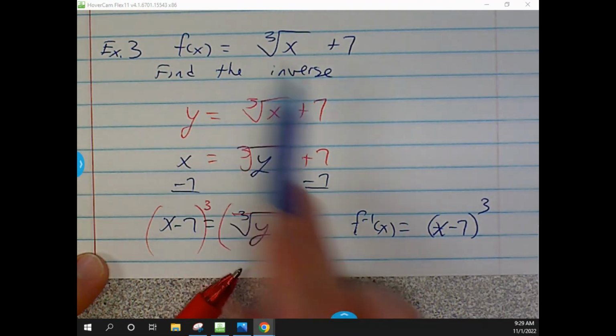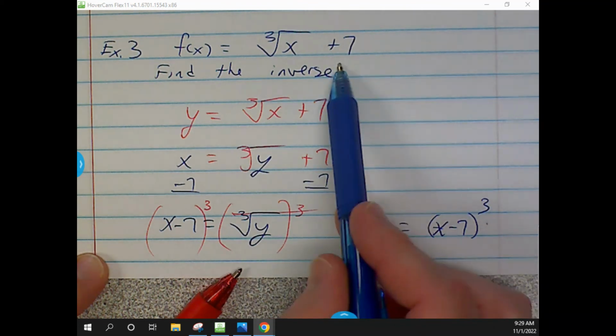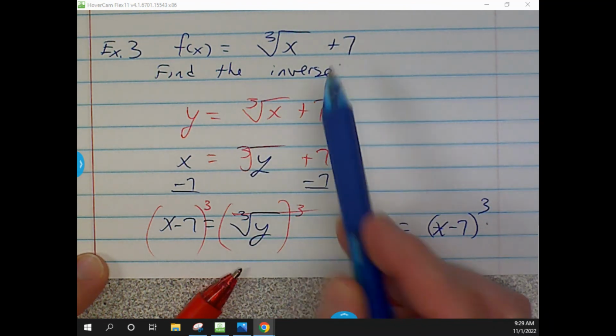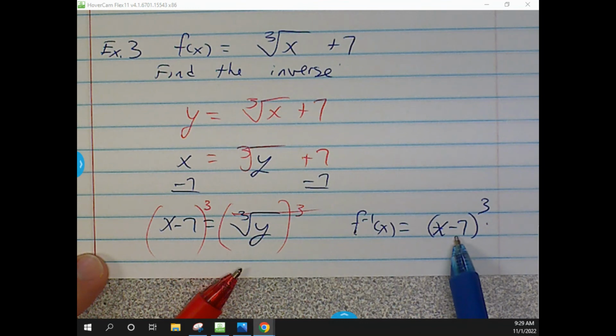Because again, the opposite of third root is x to the third. This plus 7 was on the outside. Now we've got a minus 7 that's on the inside. So everything is flip flop. What was outside is inside. What was plus is minus. What was up was down. What was roots becomes powers, and so everything just totally gets flip flopped there.